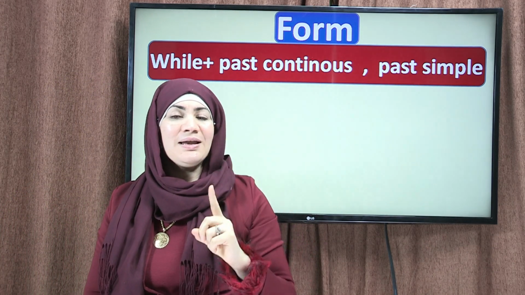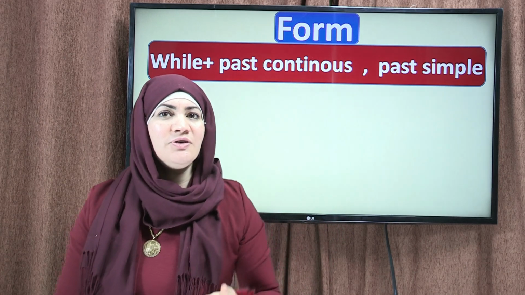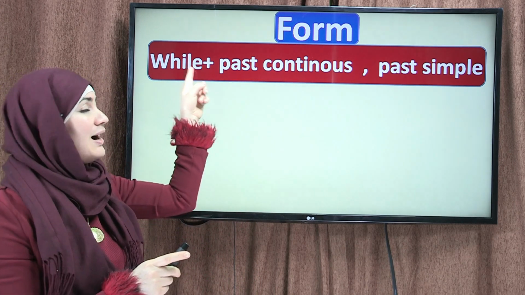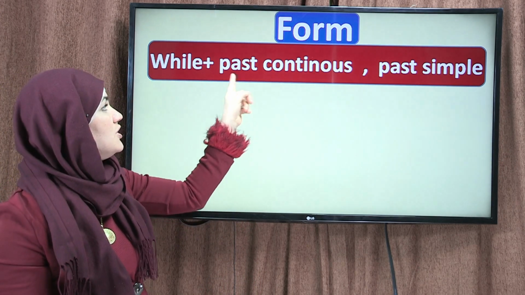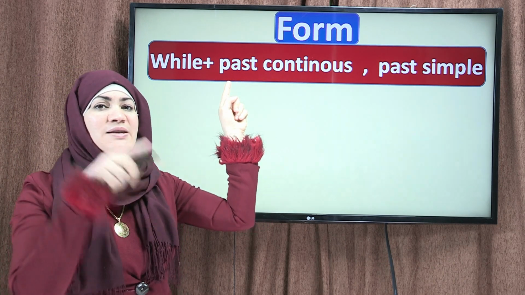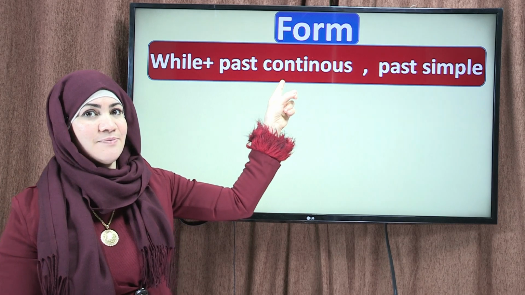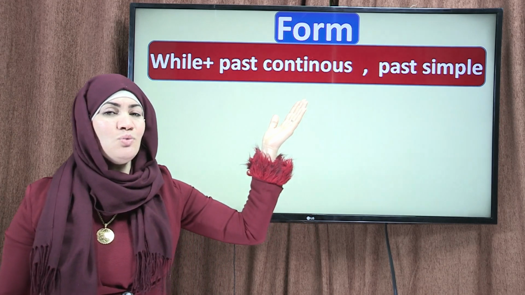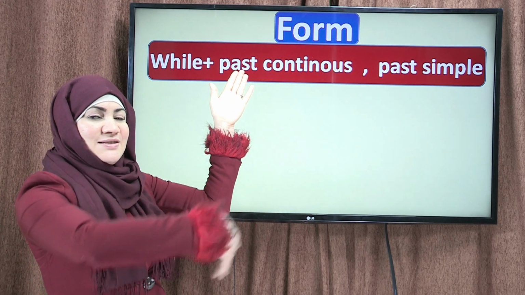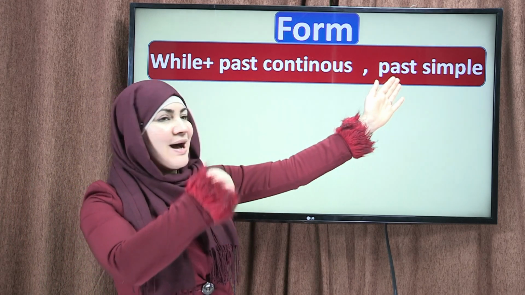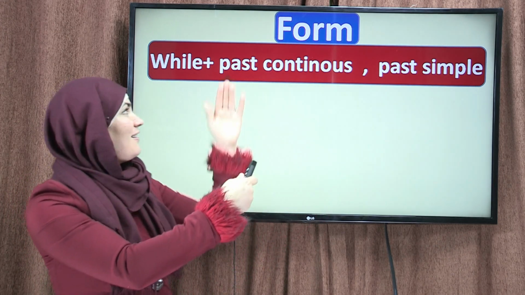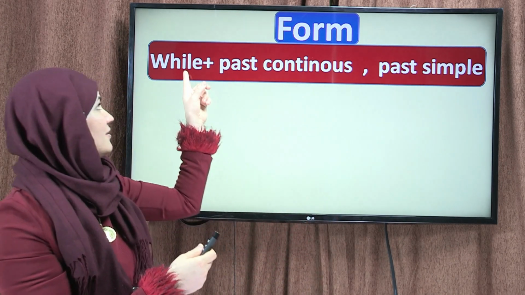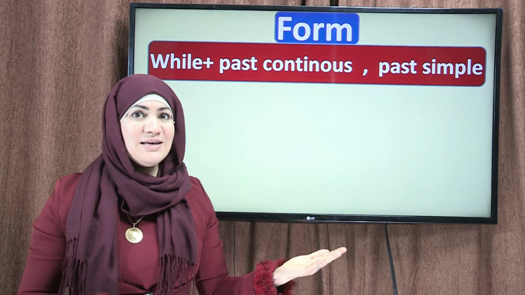This is with while. So my students, don't forget that, لا تنسوا تلاميذي, that after while, بعد while, we always, دائما نستعمل past continuous. And the second part, والجزء الثاني, past simple. This is why the action is in progress and it is stopped by past simple. الحركة في الاستمرار وتوقفت باستعمال past simple. This is with while. Let's see here an example.